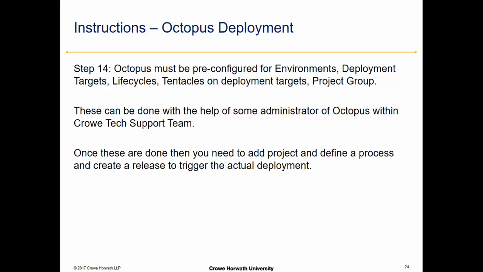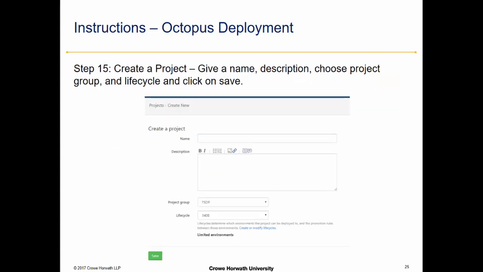Once your administrator sets up everything for you in terms of the environment, deployment targets, life cycles, tentacles, and the project groups, you need to create your project under your project group. To create your project, you need to go to the dashboard of the Octopus. For that, you need to log into the Octopus. I'll show you how to go to the Octopus and how to create a new project.